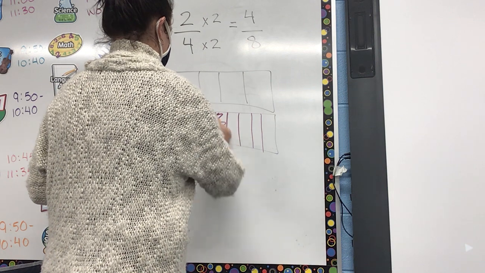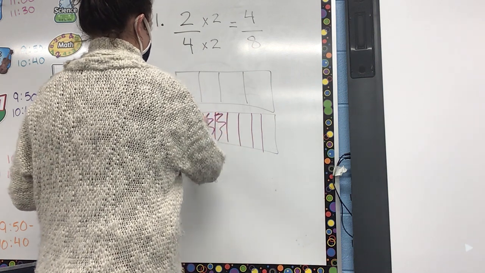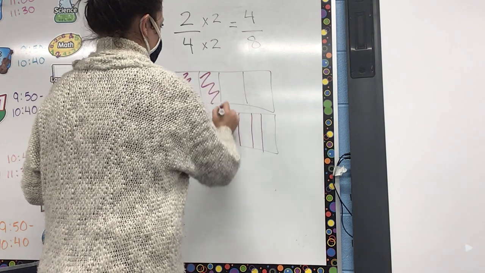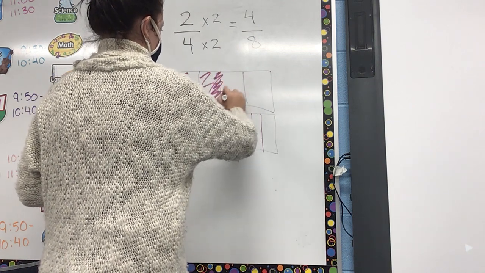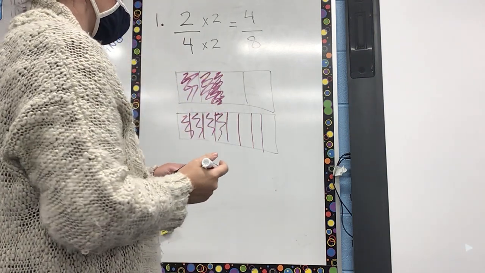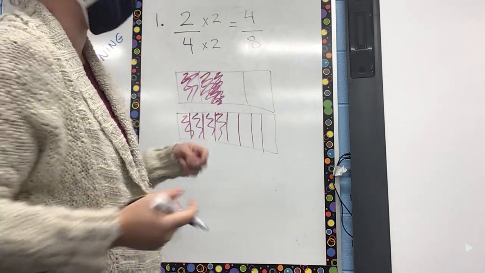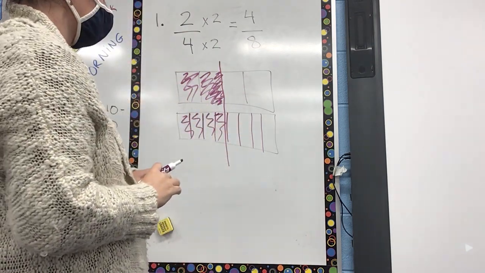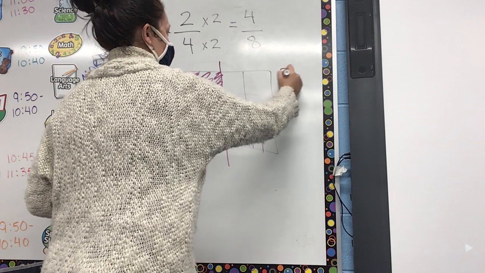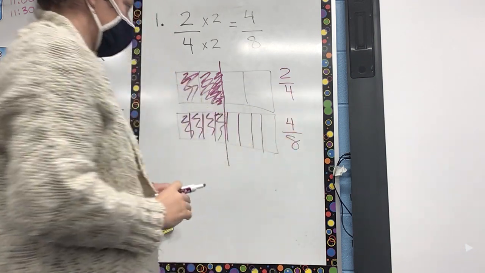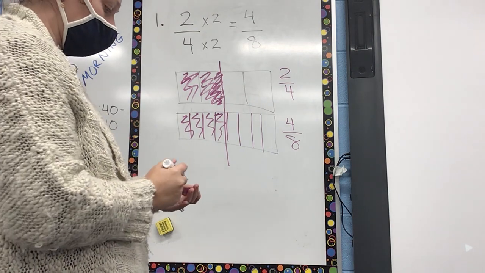All right, 1, 2, 3, 4 out of 8. 1, 2. Okay, same parts. It's a little rough with mine. They're both right here though. Same parts. Yes. 2/4. 4 out of 8. Same size parts, right?